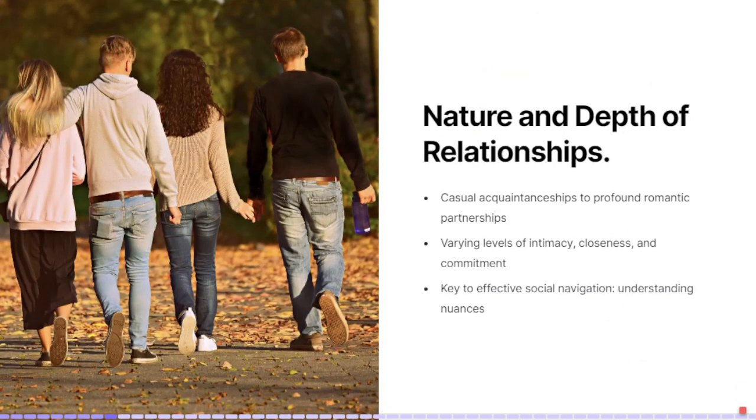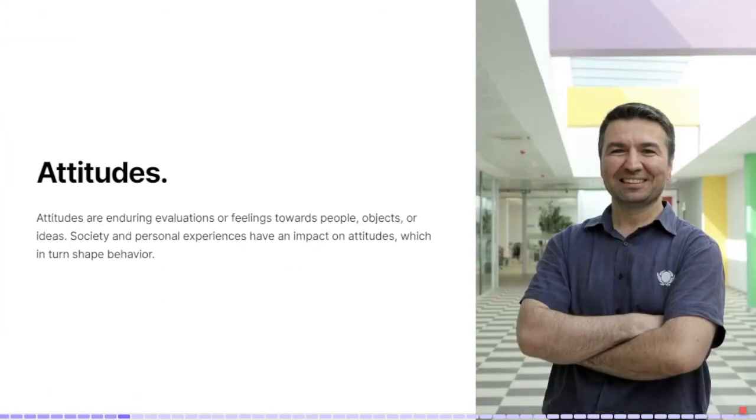What about the nature and depth of relationships? The spectrum of relationships can range from casual acquaintanceships to profound romantic partnerships. It is marked by varied intensities of intimacy, closeness, and commitment. And understanding these different levels is vital for effective social navigation.